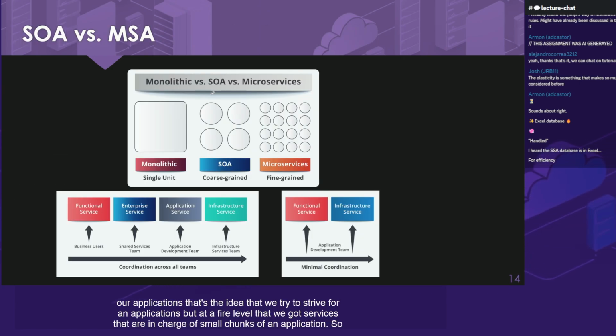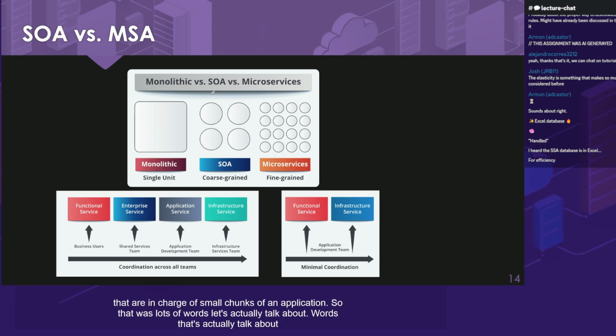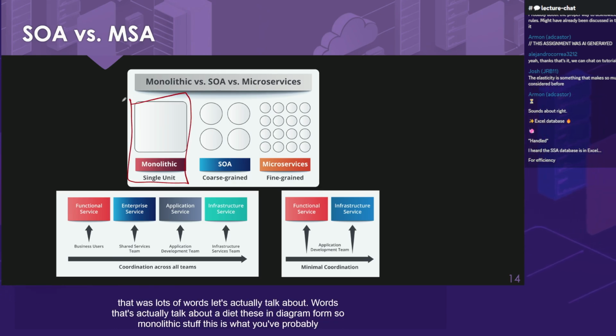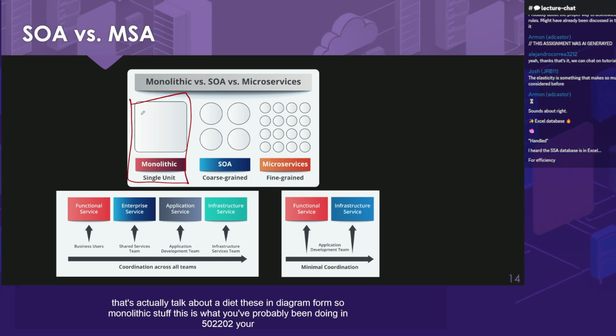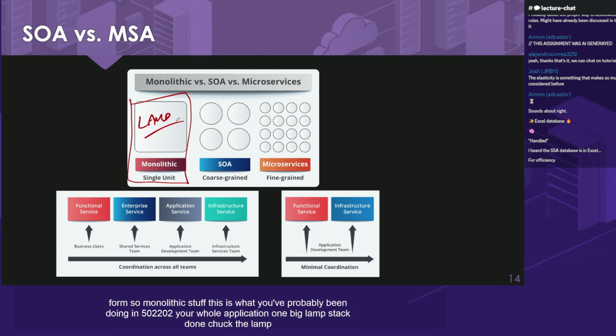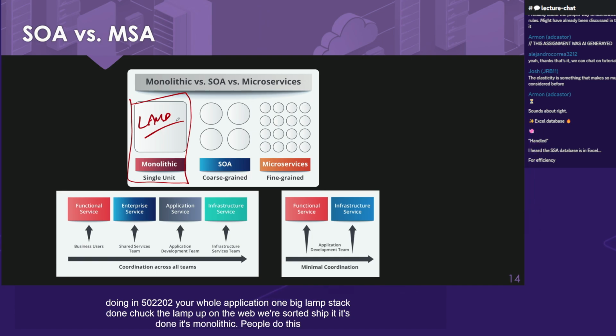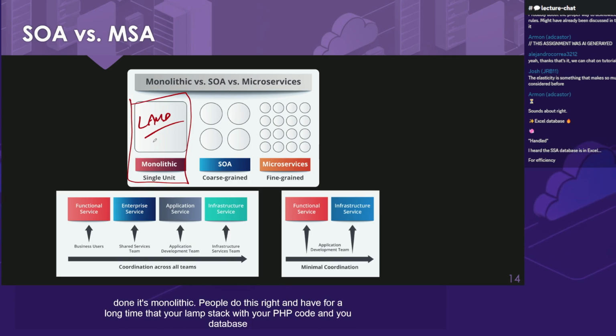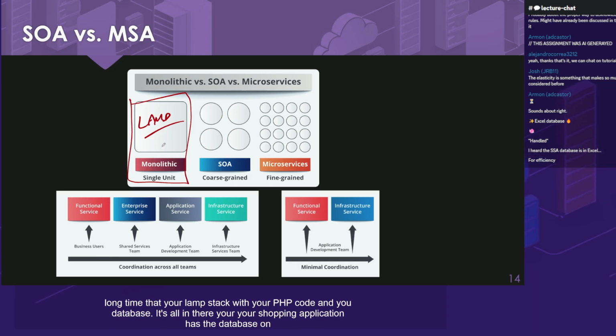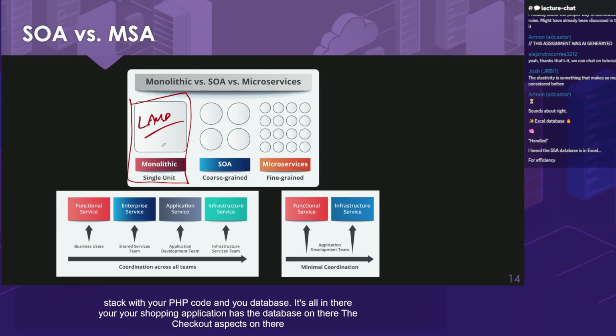So that was lots of words. Let's actually talk about these in diagram form. So monolithic stuff, this is what you've probably been doing in 502.202. Your whole application, one big LAMP stack, done. Chuck the LAMP stack up on the web. We're sorted. Ship it, it's done, it's monolithic. People do this, right? And have for a long time. That your LAMP stack with your PHP code and your database, it's all in there. Your shopping application has the database on there, the checkout aspects on there, the authentication's all in there, it's all in one spot.